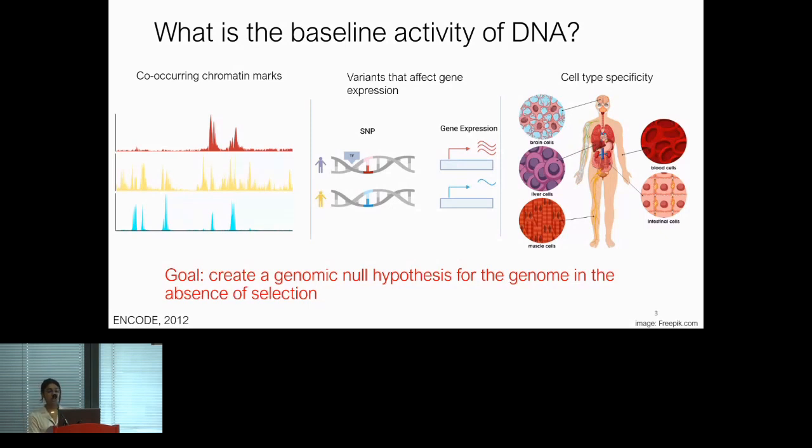This is really challenging, since we know our genome is constantly undergoing evolution, with random mutations occurring and natural selection always acting on it. So the goal of this project was to create a genomic null hypothesis in the absence of selection, to help us better understand the definition of function in the biological context.